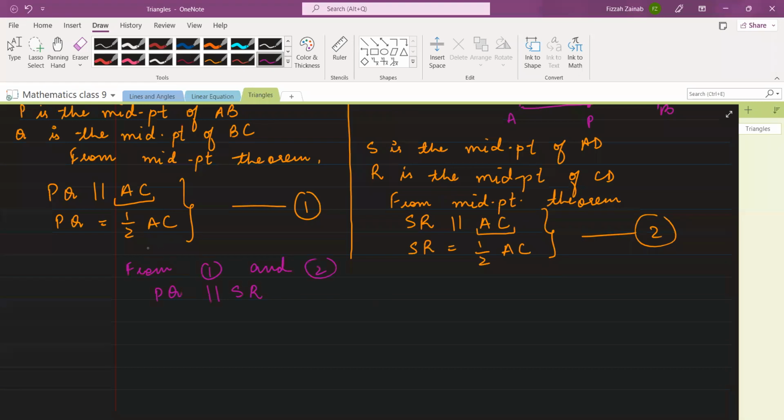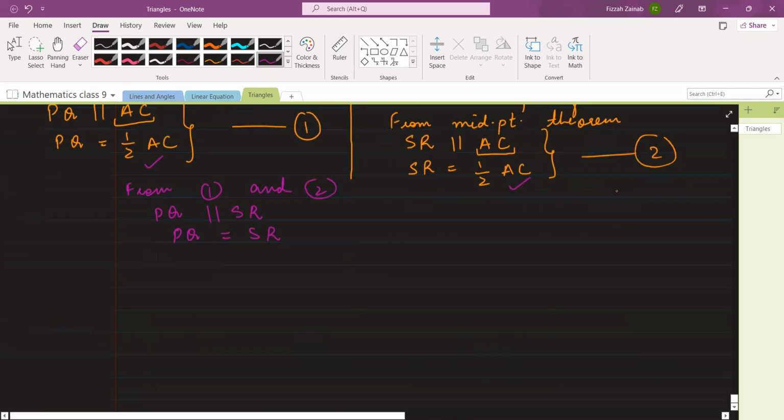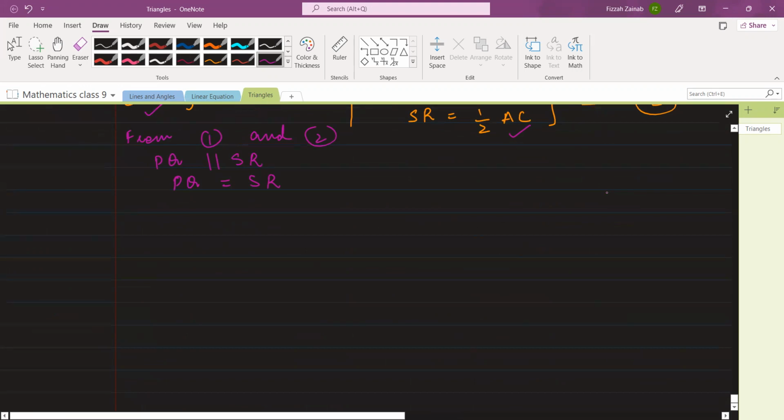Okay. Now PQ is also half of AC. SR is also half of AC. So we can also say that PQ is equal to SR. So two things I have got, right? Now you look at the figure again, PQ and SR. So now this side is actually equal to this side and also they are parallel to each other, right? So we have a theorem that if only one pair of opposite sides is equal and parallel, it's a parallelogram. Remember? Yes, ma'am. Okay, so now we can use that theorem and say that it's a parallelogram.